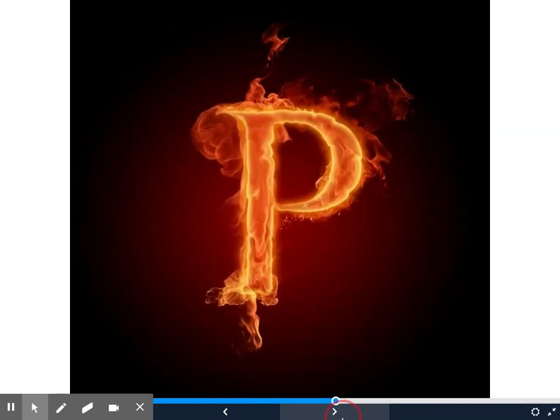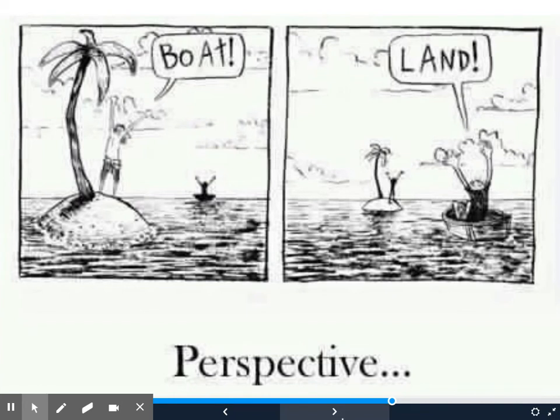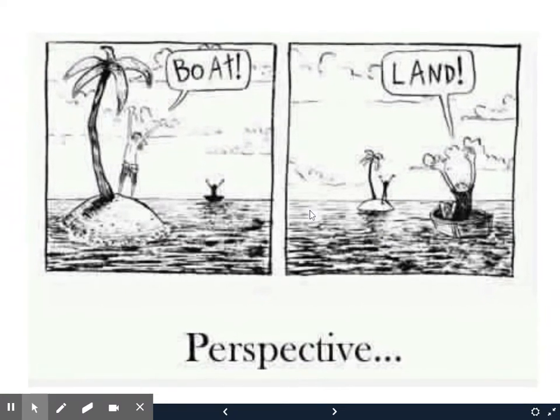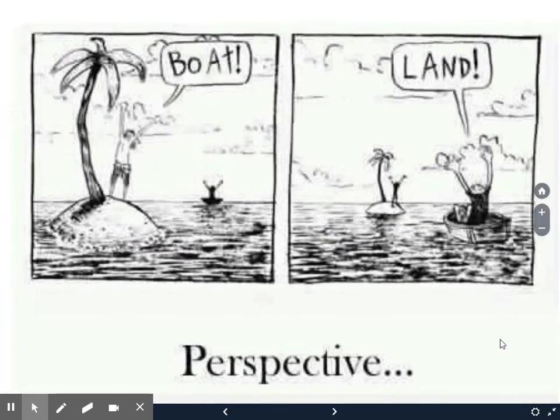Now we're going to move on to P, which stands for point of view or perspective. If you look at this graphic, this man's so excited to see a boat because he's been stuck on this island. This man is so excited to see the island because he's been stuck in a boat. So a lot of times it depends upon perspective as to how reliable something is.